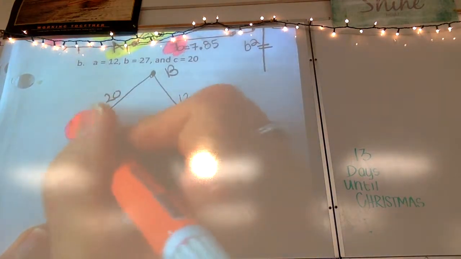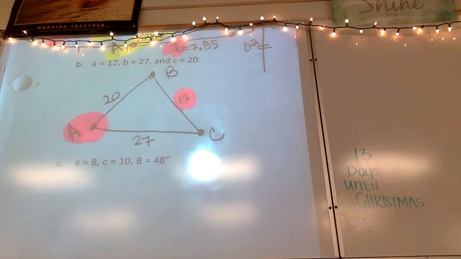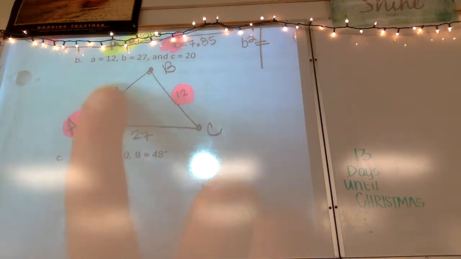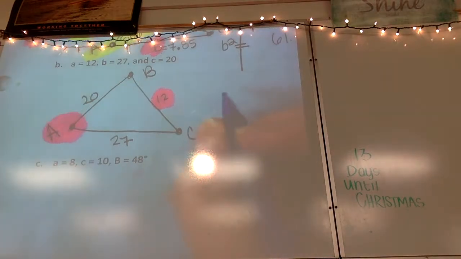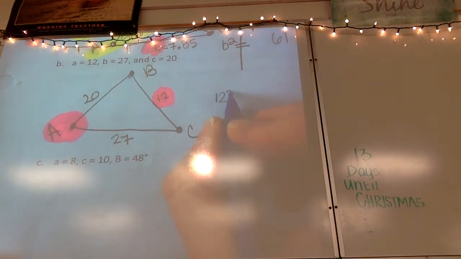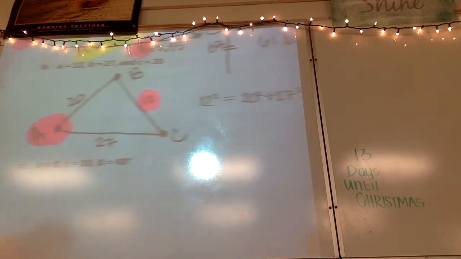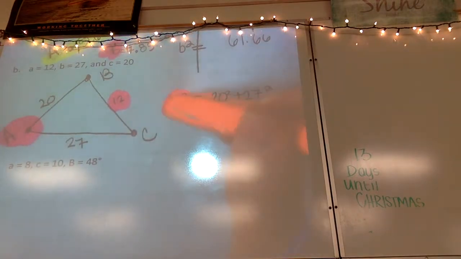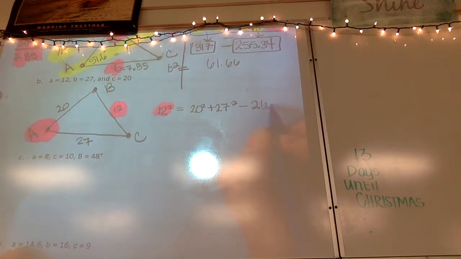Pick an angle, always choose A. It's just easy. So we're going to choose A. So then it doesn't matter which one's B and C at this point. The only thing that matters is that we've chosen what we start with. So it goes 12 squared equals 20 squared plus 27 squared. So here's our pink value. Then the other two numbers don't care. Just put them in there. Minus 2 times 20 times 27. And then it's cosine of A.